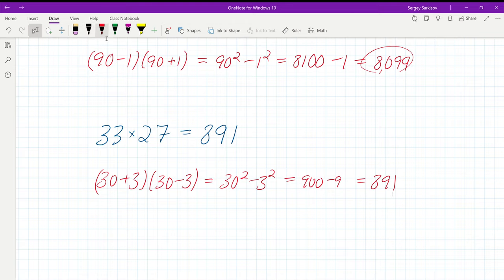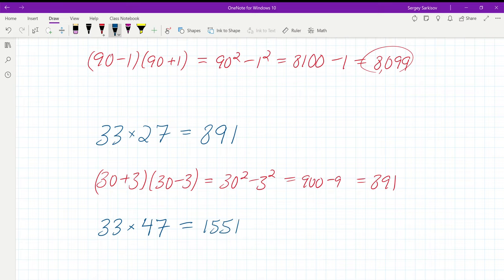Instead of 33 by 27, another number I could have chosen to use would be this one. Let me show you. What if I multiplied 33 by 47? So this is different, right? It's a little tougher for me, because what I'm seeing is 40 minus 7, 40 plus 7. So 1600 minus 49, and I'll get 1551.